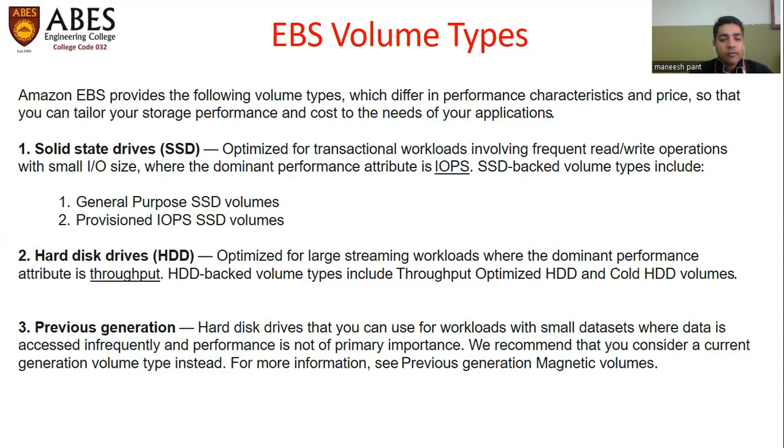Second is hard disk drive. It is optimized for large streaming workloads where the dominant performance attribute is throughput. HDD volume types include throughput optimized HDD and cold HDD volumes. And then we have some previous generations which we do not use much, so we will not discuss much about it. So the main storage types are SSD and HDD.